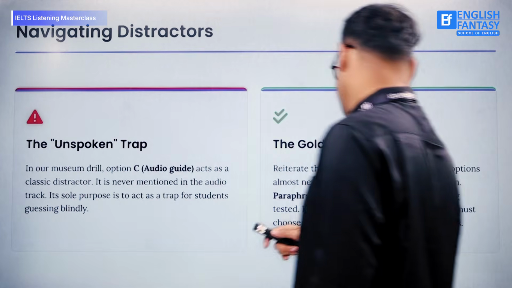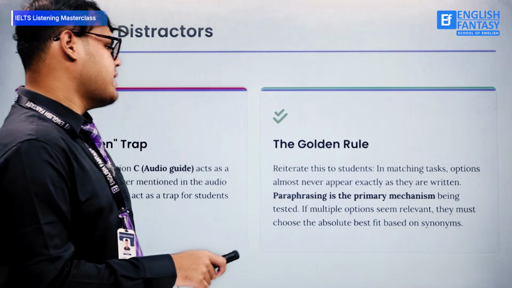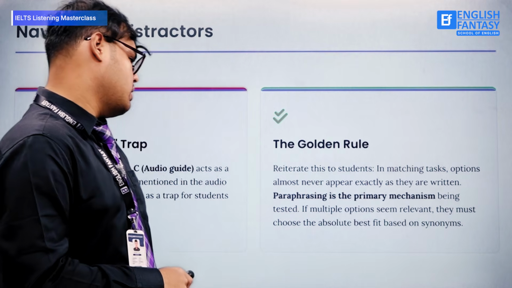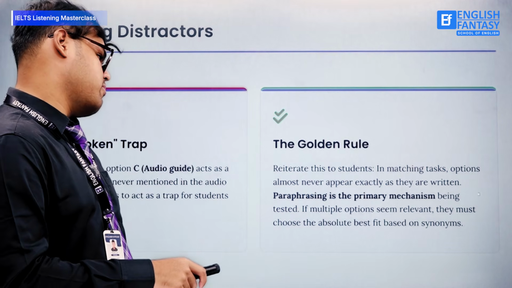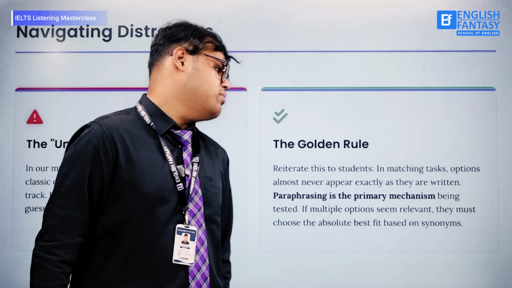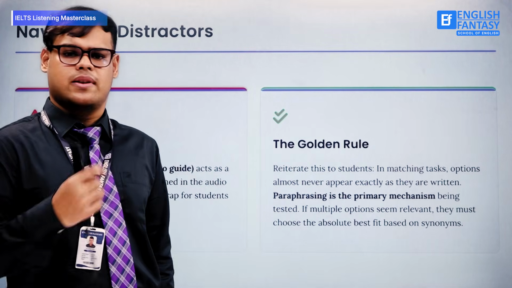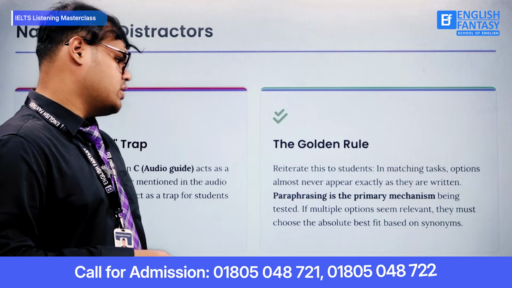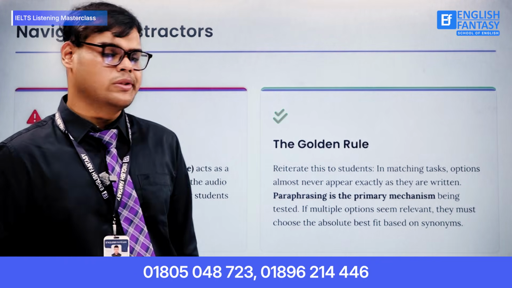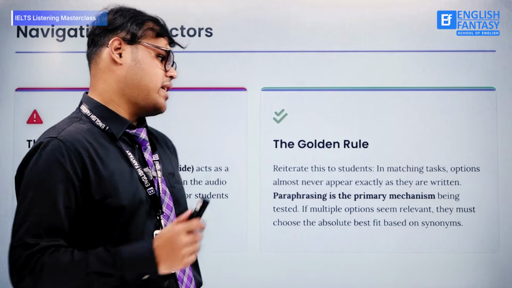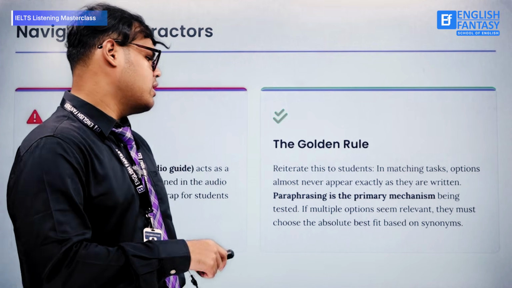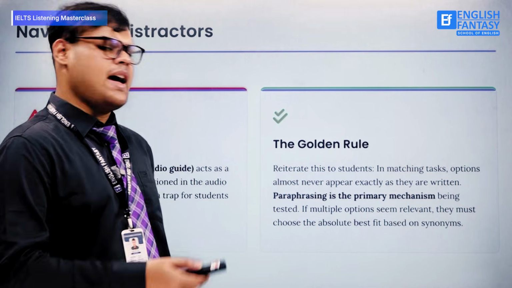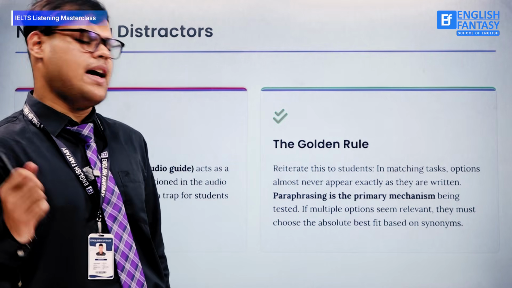We have a golden rule. In matching tasks, the options almost never appear exactly as they are written. Paraphrasing is the primary mechanism. What is meant by this is that, like I said, there will be many distractors, and they will often use paraphrasing as a tool to convey their message to you. But you have to be aware of the secondary meanings of these words, and you have to be able to match these with their corresponding answers.